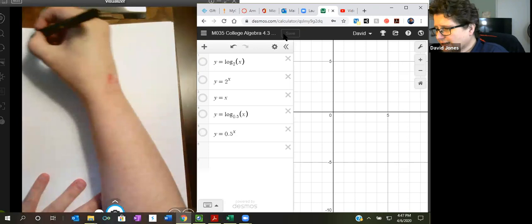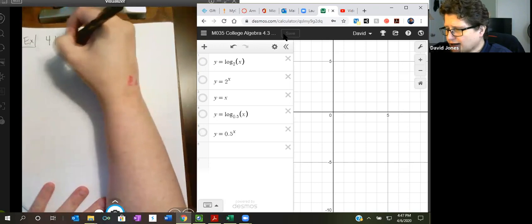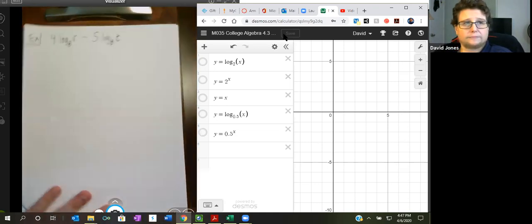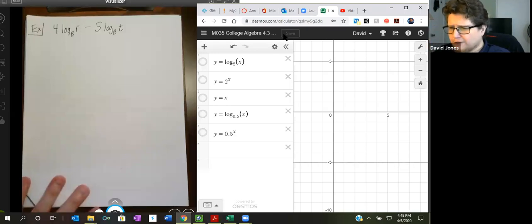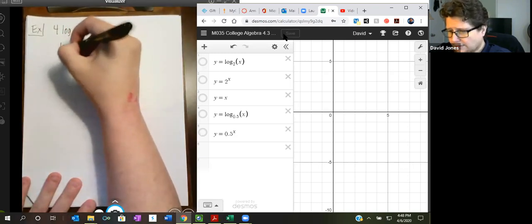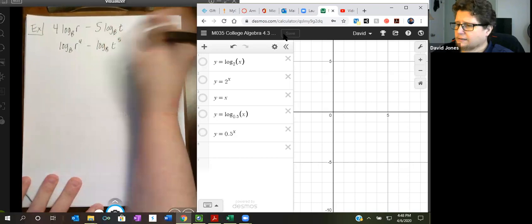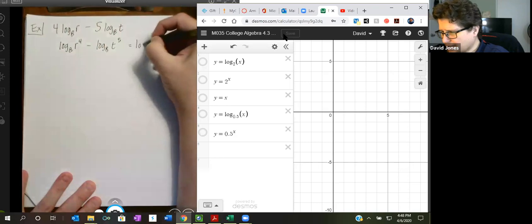You guys give these a try. We're going to start off with 4 log base b of r minus 5 log base b of t. Okay. Hopefully you paused and you've worked on this. We need the coefficients to be a 1, which means I need to move all the coefficients inside as exponents. And now subtraction turns into division.